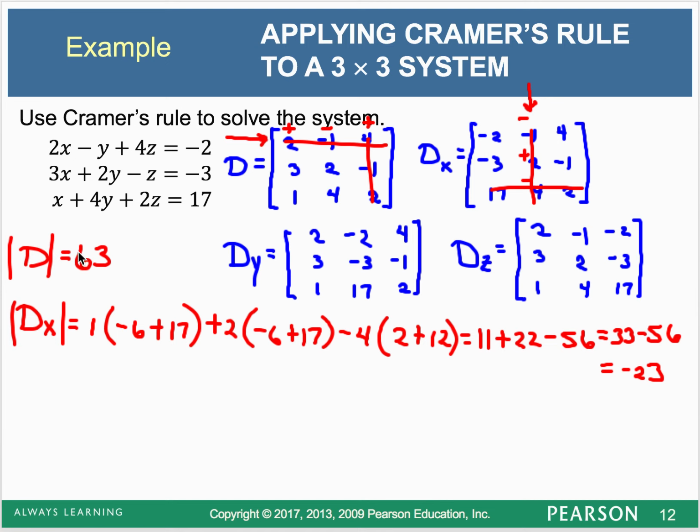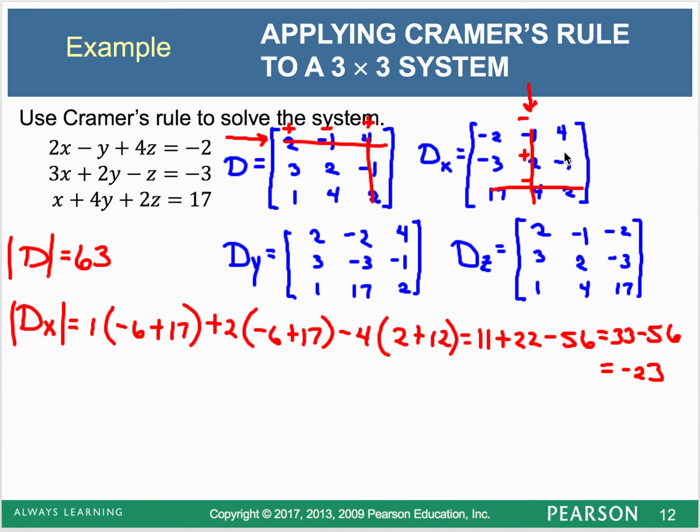Again, I look up here to see, and so that'd be 23 over 63. It makes me wonder if it's supposed to be 21 over 63, so I'm going to recheck my math. 17 minus 6 is 11, times 2 is 22. 12 plus 2 is 14 times 4. That is 56. 33 minus 56 is negative 23.